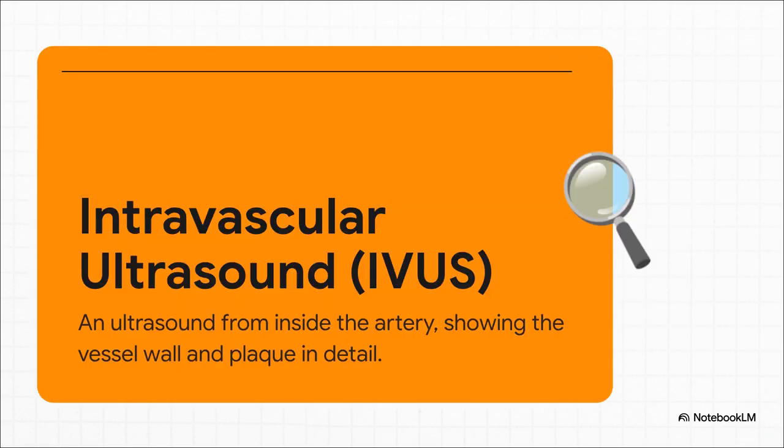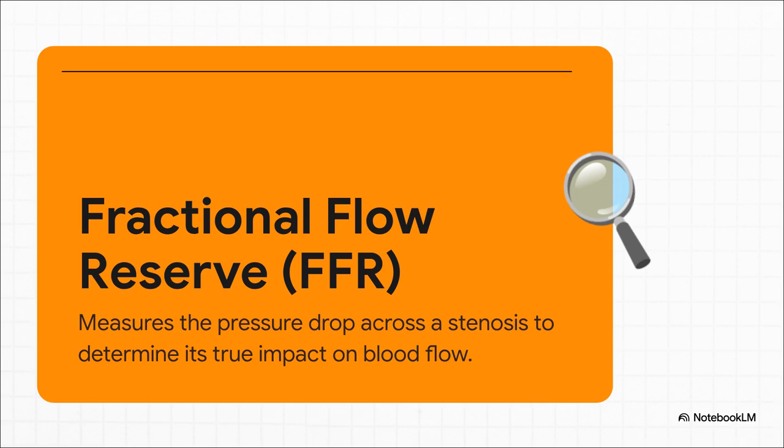So what happens when the angiogram is kind of iffy? You see a blockage that looks maybe borderline? To get a closer look, we can use IVUS. It's literally a tiny ultrasound camera on the tip of the catheter that lets us see a 360-degree view from inside the artery. It's fantastic for seeing how much plaque is really there and for making sure a stent is placed perfectly.